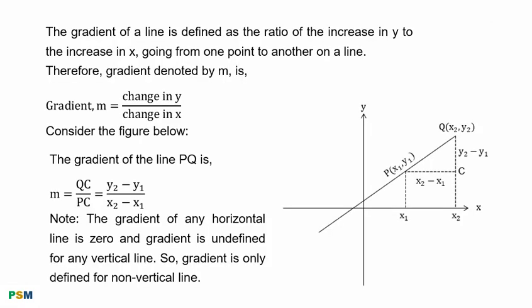The gradient of a line is defined as the ratio of the increase in y to the increase in x, going from one point to another on a line. Therefore, gradient, denoted by m, is m equal to the increase in y, also meaning change in y, over increase in x, that is change in x.